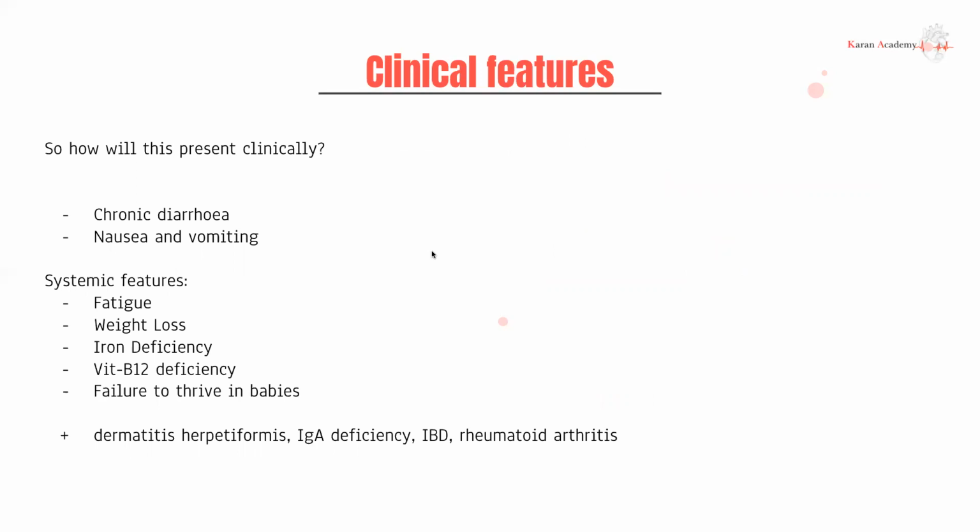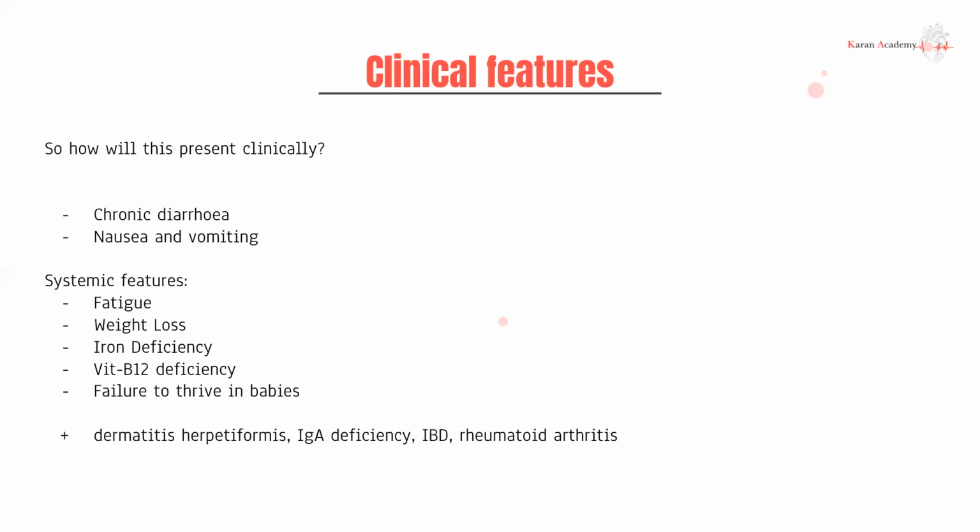So how will this present? Well, because now you've lost the absorptive capacity of the duodenum and some of the intestine, you are going to have chronic diarrhea. You're going to have nausea and vomiting. But also, because you're not absorbing contents, you're going to have a lot of systemic features like fatigue, weight loss, iron deficiency anemia, B12 deficiency, as well as failure to thrive in babies. And this is quite commonly why they come in to begin with.